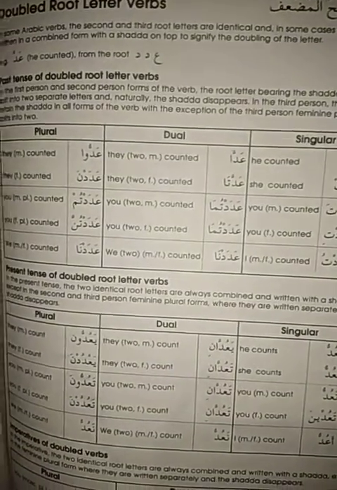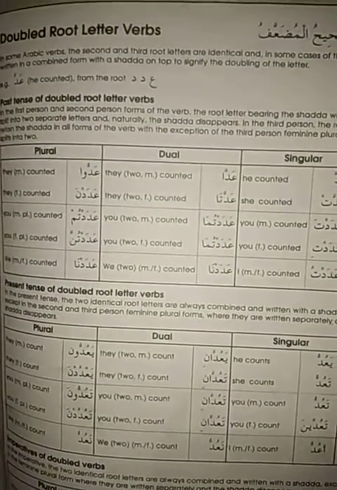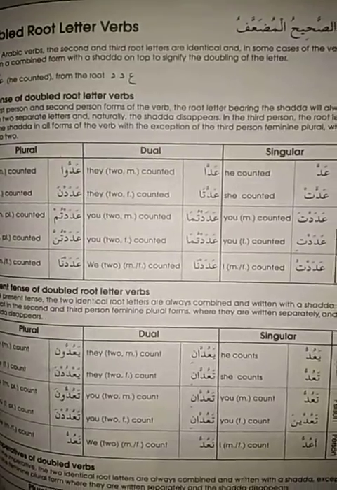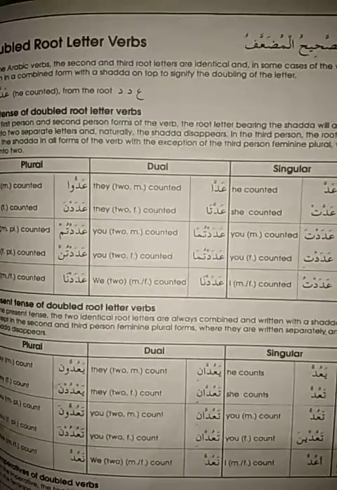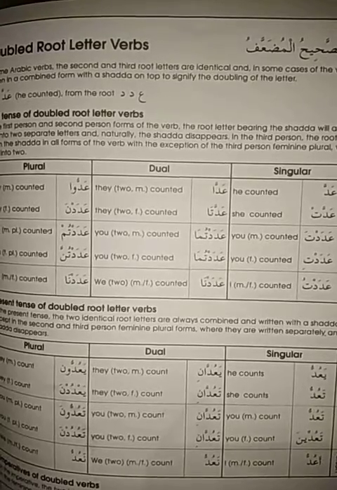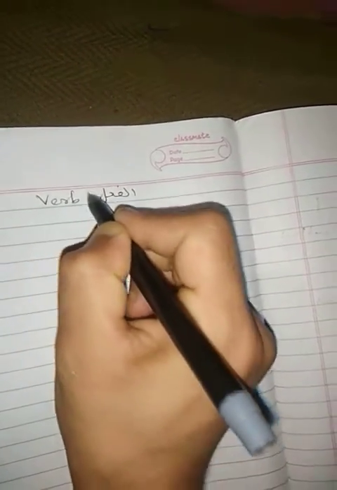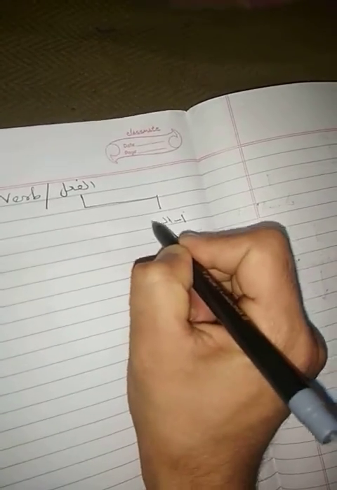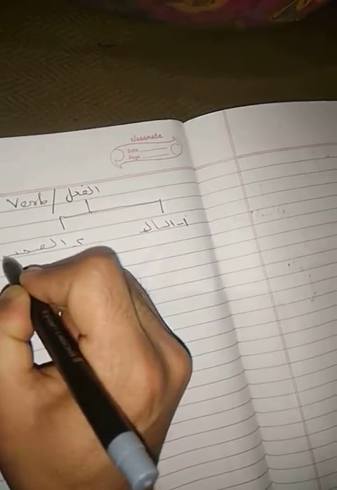So first of all, we will divide the verb in Arabic, that is fail, in its types on the basis of structure. On the basis of structure, we have two types of fail. These two types I will write here. First of all, this is fail, in English verb. وللفعل قسمان، القسم الأول هو السالم والقسم الثاني هو الصحيح.